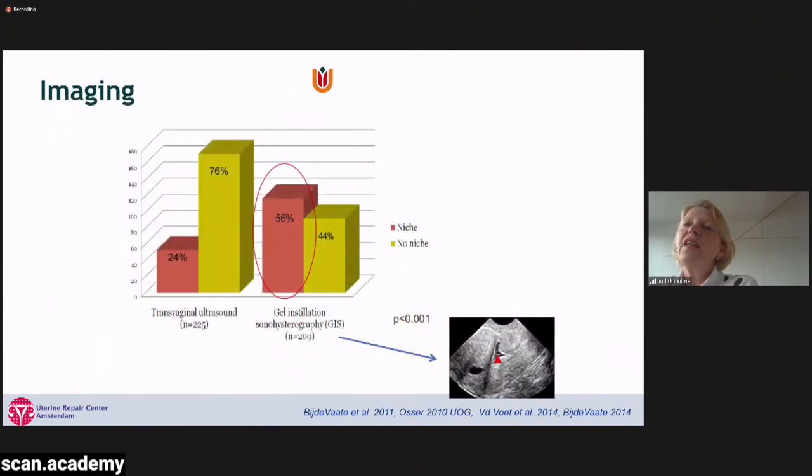A niche, if you apply saline or gel, then a niche can be better identified, in particular if it's a small niche. So in women with symptoms, it's advised to use sonar hysterography rather than normal ultrasound to identify the niche.